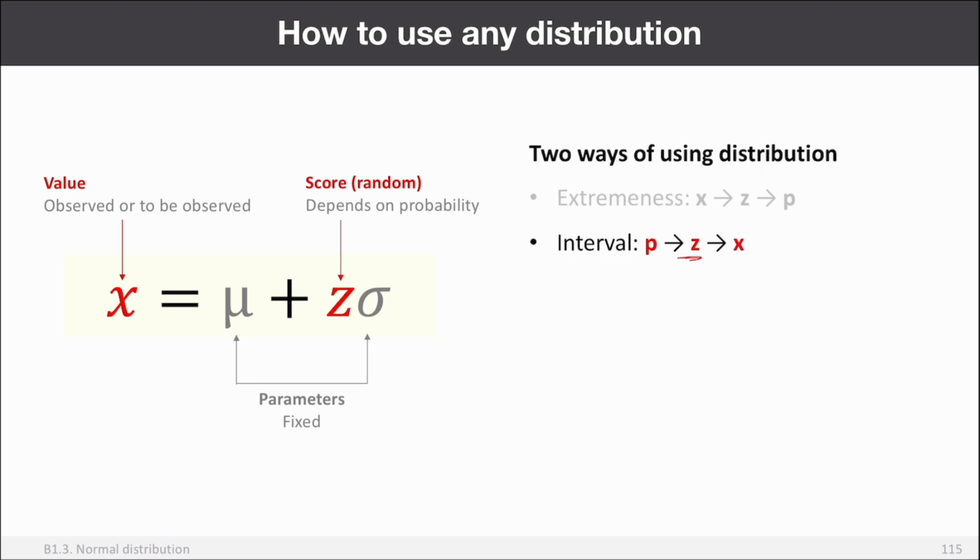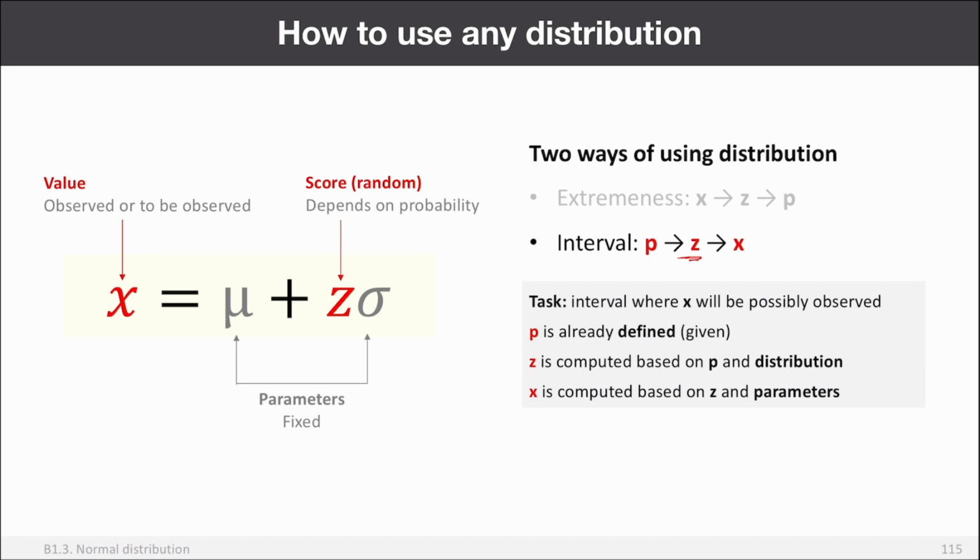It's also based on Z, but now Z is computed based on theoretical distribution, not based on the value. So let me show you again the procedure. First, you need to define a probability for your interval. For example, if we talk about intervals, we usually talk about intervals of most common values, which are located in the middle. And then you can think about 50% interval, 90% interval, 95% interval. That gives you an idea of which probabilities to use for computation.